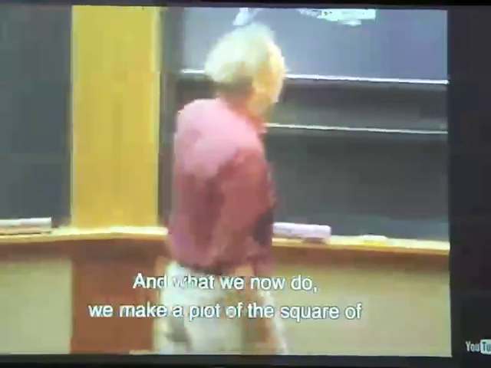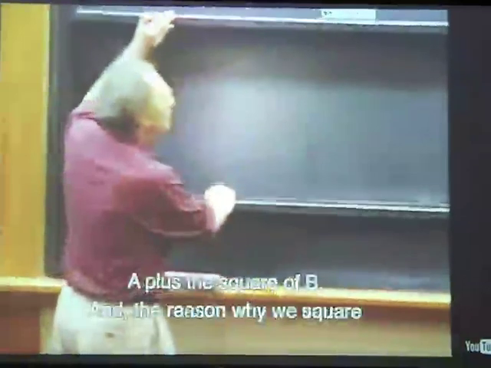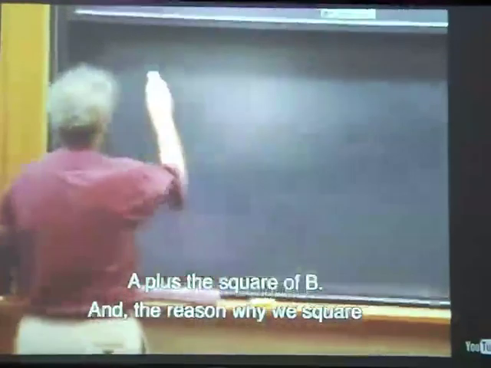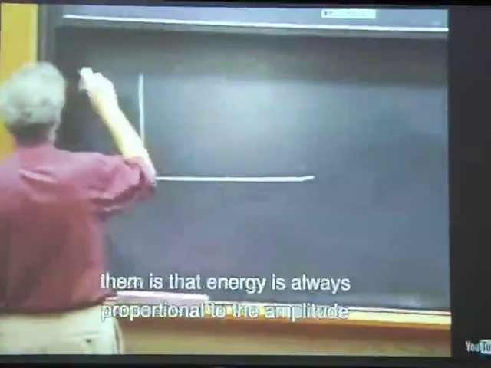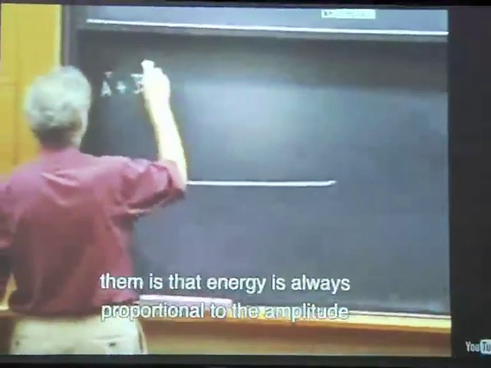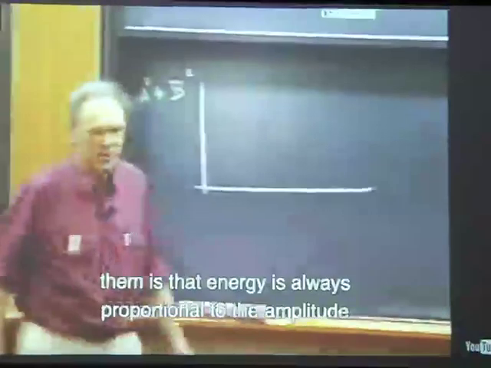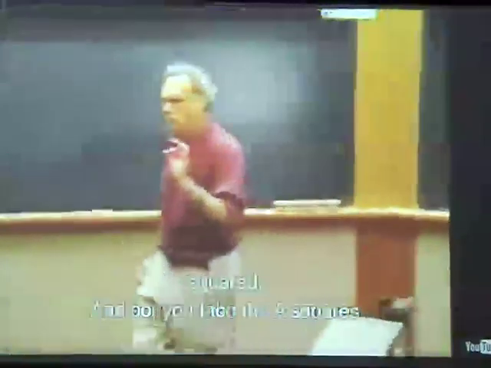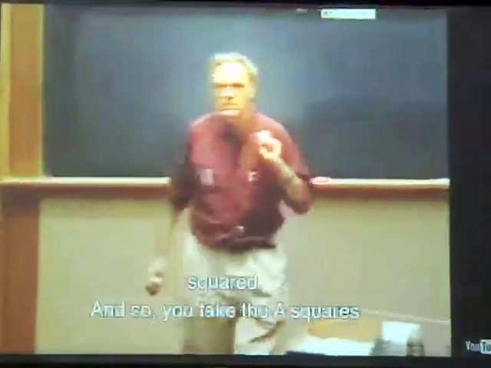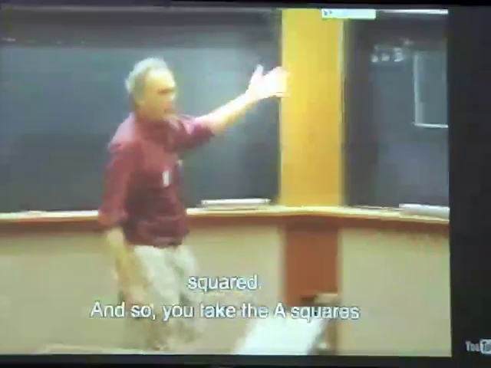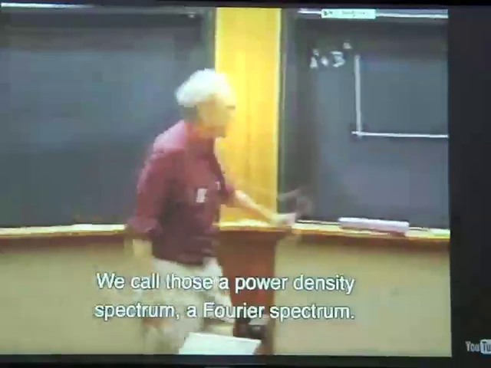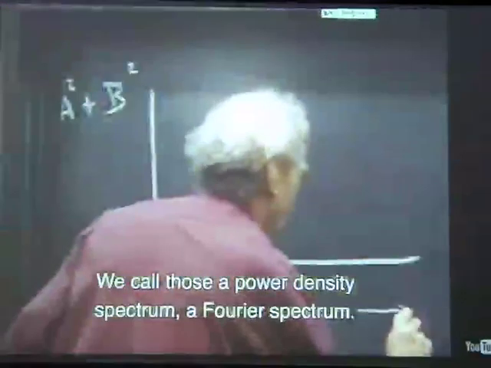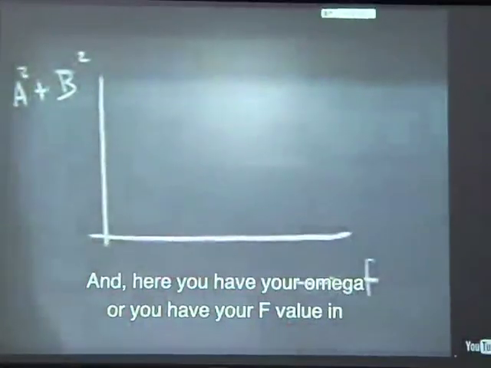And what we now do, we make a plot of the square of A plus the square of B. The reason why we square them is that energy is always proportional to the amplitude squared. And so you take the A squares and the B squares and you add them. We call this a power density spectrum, a Fourier spectrum. And here you have your omega, or you have your F value in hertz. The difference is only 2 pi.